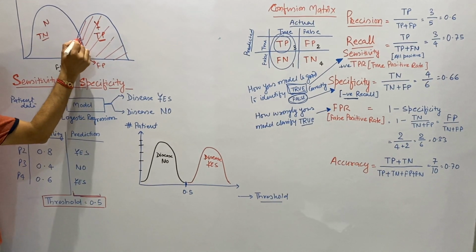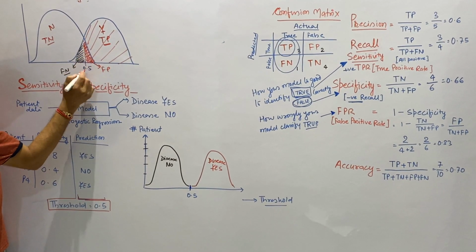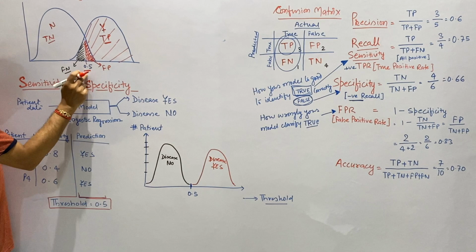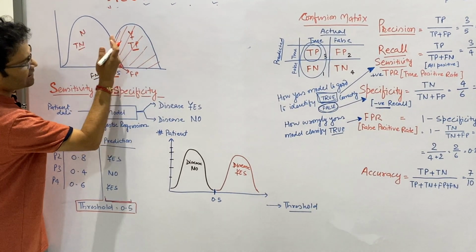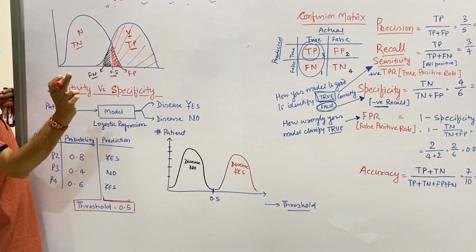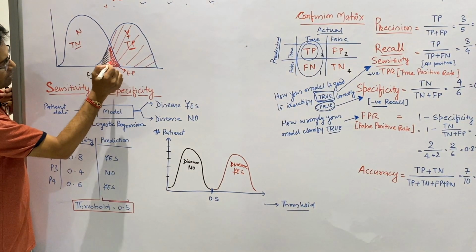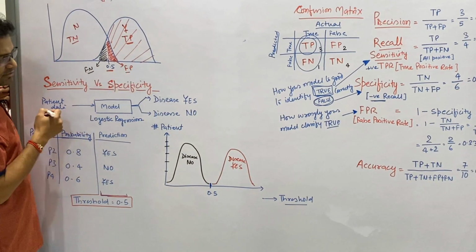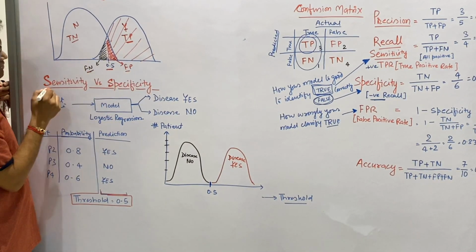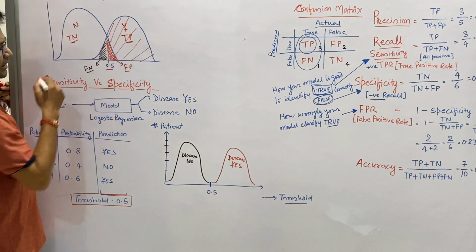Because this is the threshold, 0.5. According to threshold 0.5, whatever data is after the 0.5 is positive. So this part should be positive, but actually I know this is the negative part, that's why this is called the false positive. In the same way this is the false negative, this is the true negative, and this is the true positive.